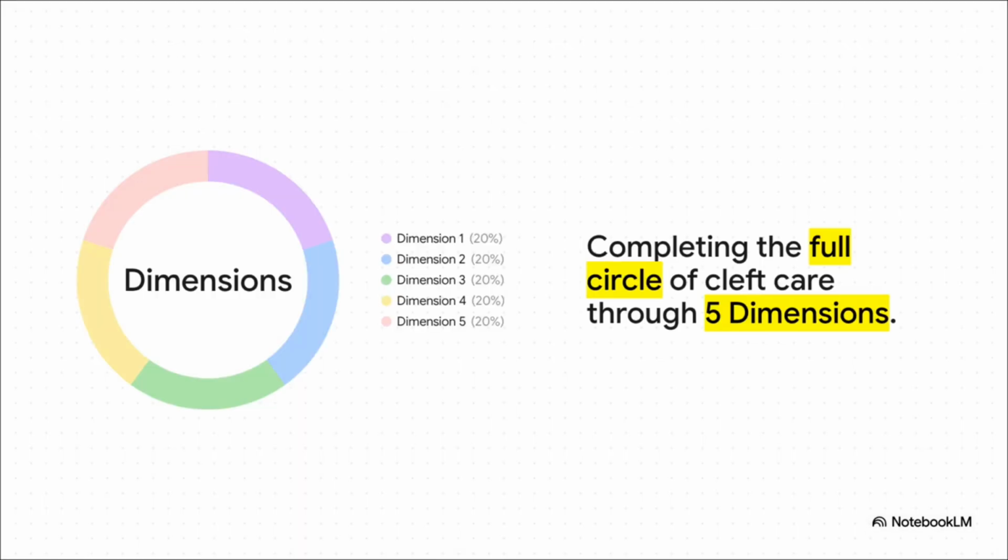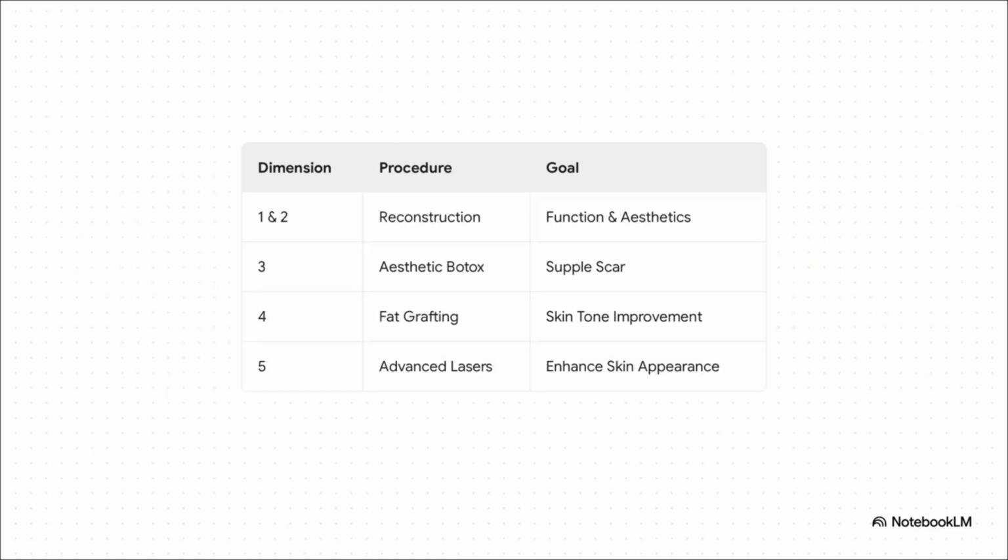You know, in a lot of developing regions, patients might only get that first slice of the pie, the initial reconstruction. But when all 5 dimensions are in play, it's a real game changer. It seamlessly integrates function and appearance for the rest of the patient's life. And each specific dimension unlocks a totally different level of healing. Take dimension 3, for example. They use Botox, but not for cosmetics in the traditional sense. They use it for controlled muscle relaxation to make sure the scar heals soft and supple without any tension pulling on it. Or jump down to dimension 5, where they use picosecond or nanosecond lasers to specifically target melanosomes and refine the skin's pigment. It's an incredibly comprehensive approach.